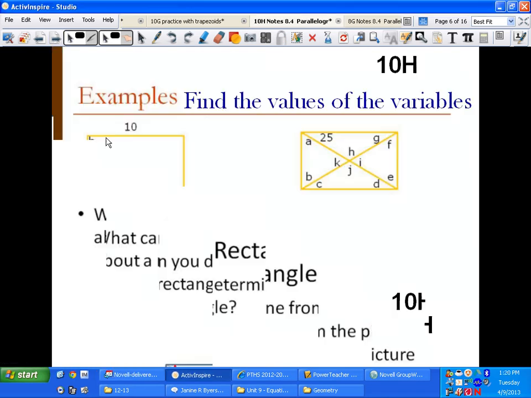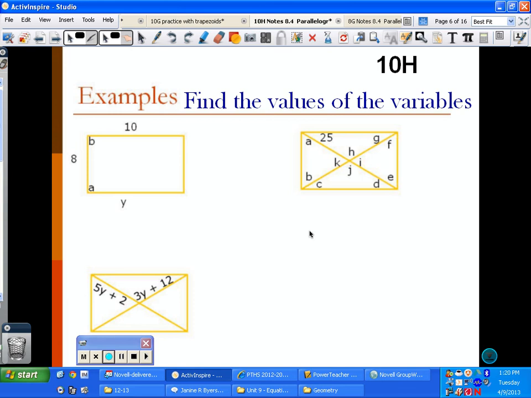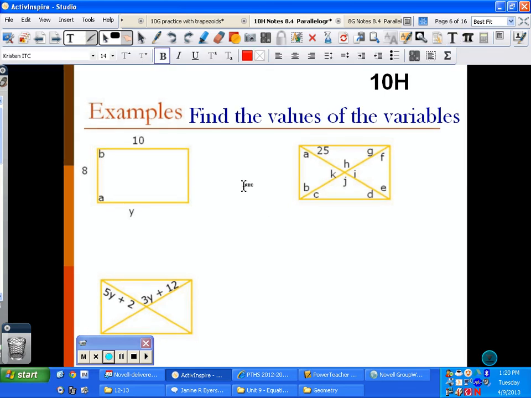Okay, so now on the next page, we're going to work through some of these examples of finding the values of the variables together. Most of these are pretty simple as long as you remember some basic things you know. This first one, we know that all the angles of a rectangle are 90, so we can say that A and B equal 90. That's pretty easy. And then Y, we know that Y equals the opposite side, so we know that's 10.